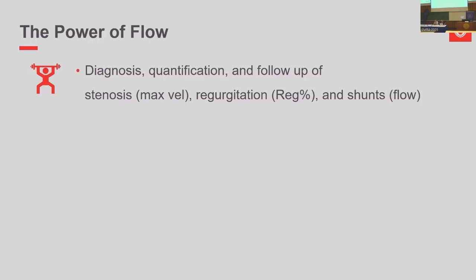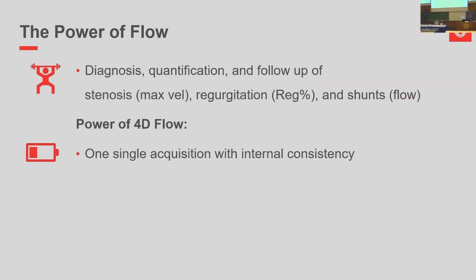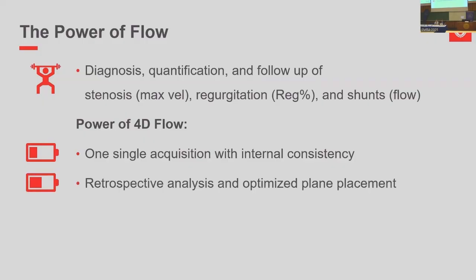Let me conclude. The power of flow MRI lies in the diagnosis, quantification, and follow-up of stenosis, regurgitation, and shunts. This is true for both 2D and 4D flow MRI. The additional power of 4D flow MRI is that we can acquire an entire volume in one single acquisition with high internal consistency. We can retrospectively analyze vessels in the entire volume, and we can optimize plane placement to avoid artifacts or pronounced helical flow.